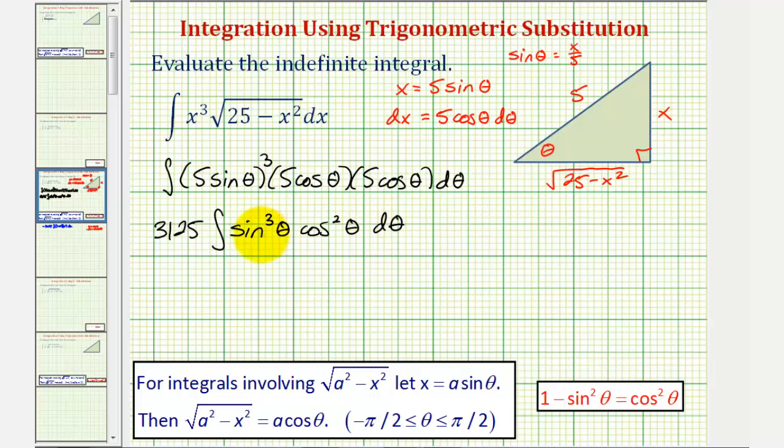When we have an odd number of sines and an even number of cosines, we want to save one factor of sine and convert the remaining sines to cosines. So let's go ahead and do that. We'd have 3,125 times the integral of one factor of sine theta. We still have sine squared theta, which will convert to 1 minus cosine squared theta. We still have cosine squared theta here.